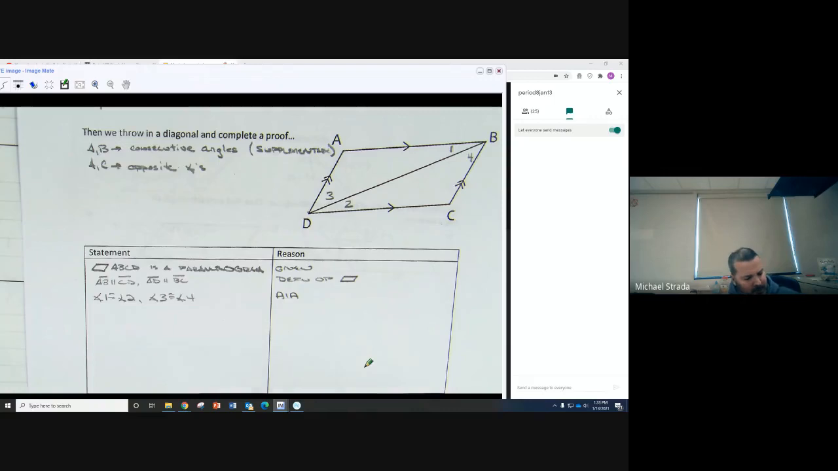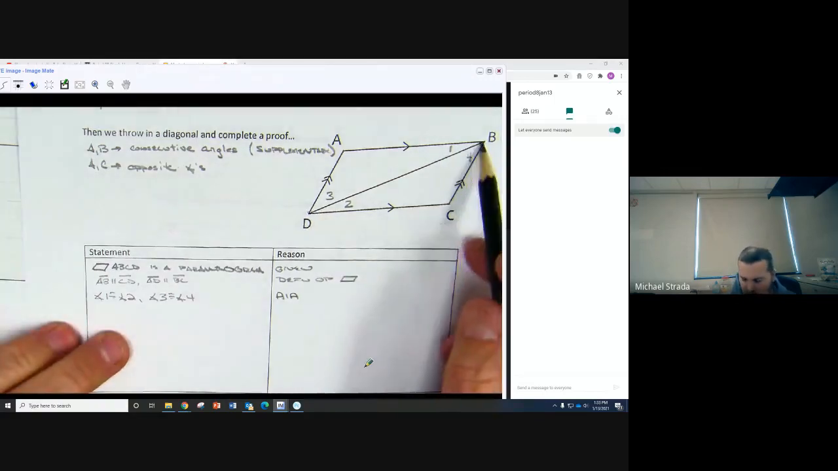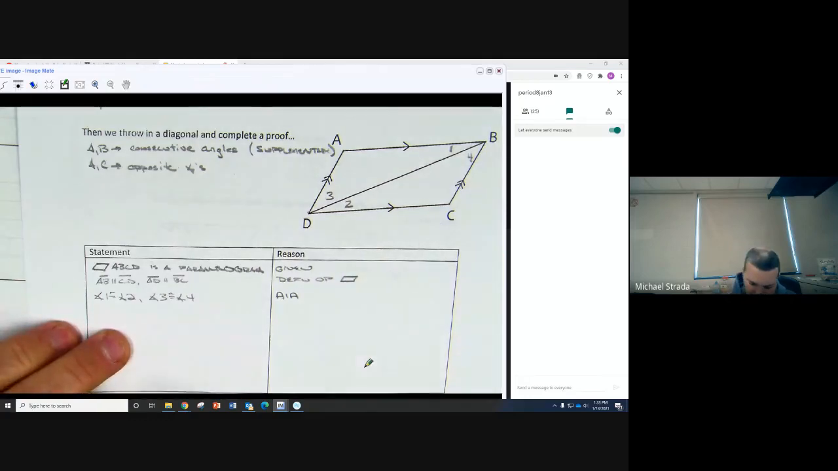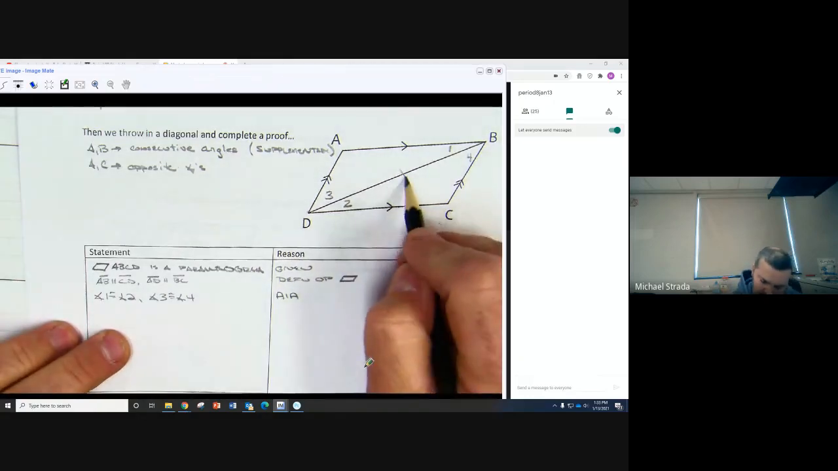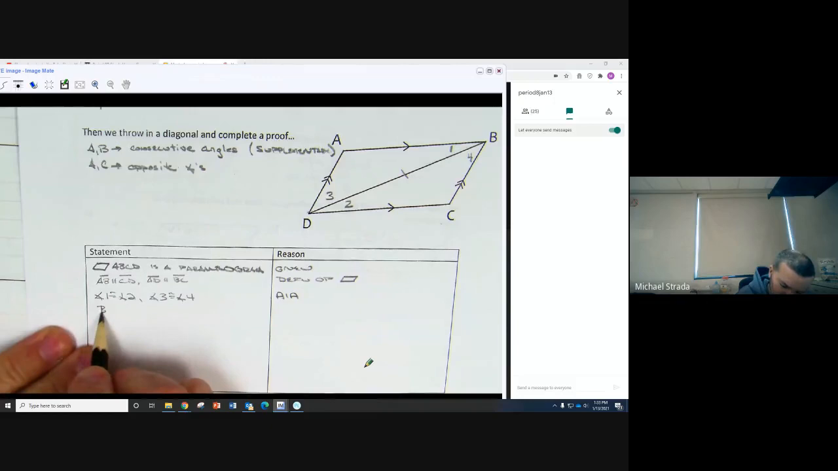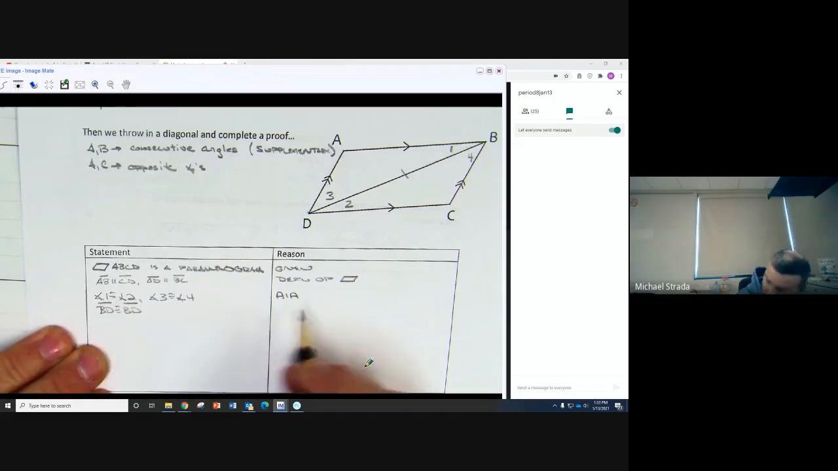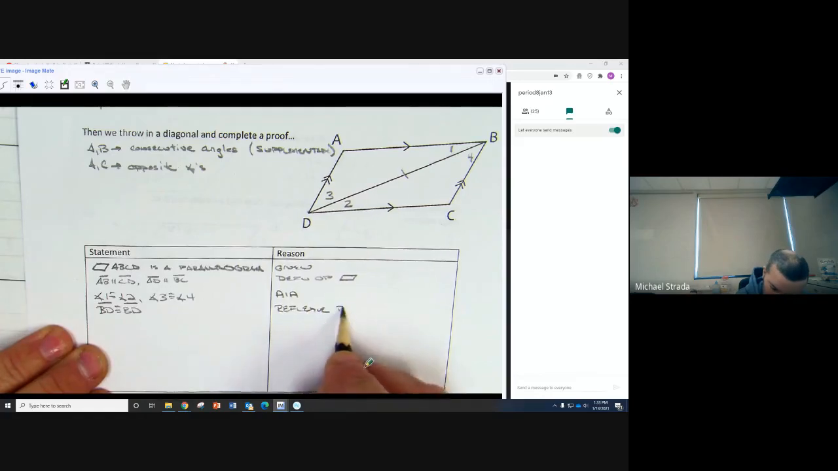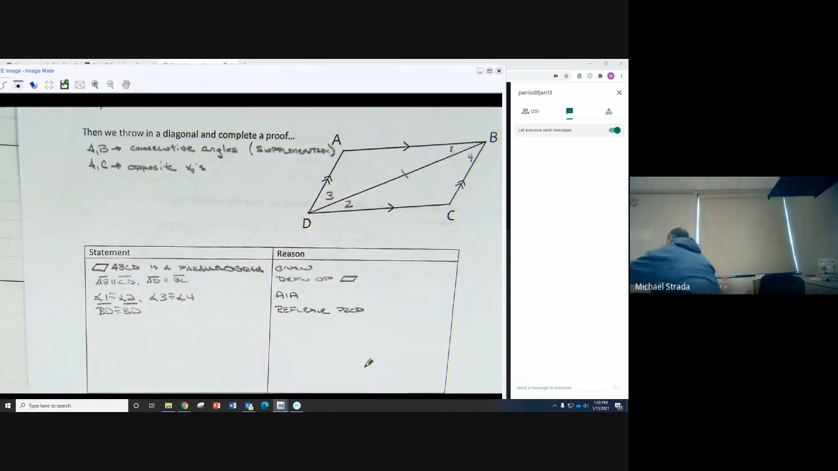Hopefully it's been ingrained in your head by now that as soon as you have a diagonal drawn, in this case, that is going to be a shared side, and that, ladies and gentlemen, is BD. So we're going to say BD is congruent to BD by the reflexive property.